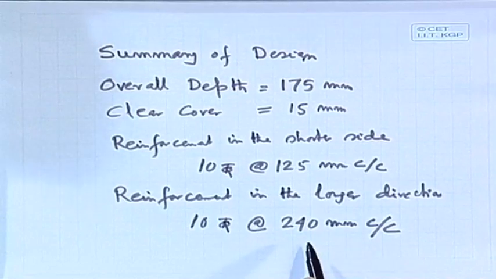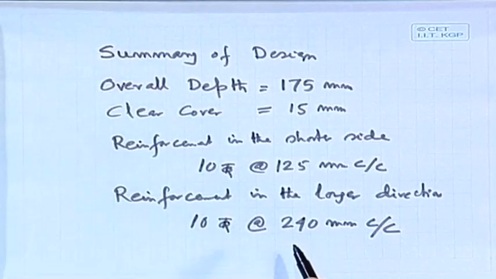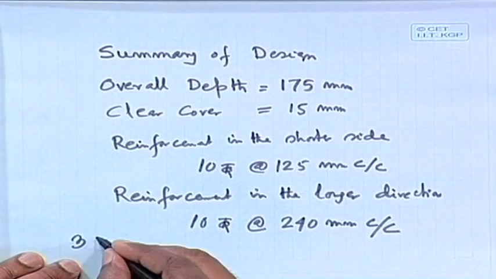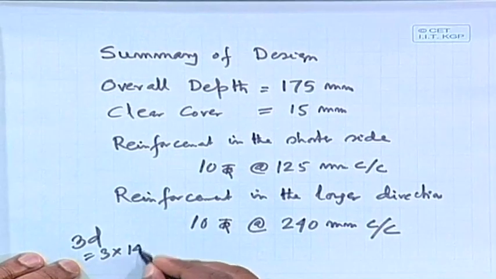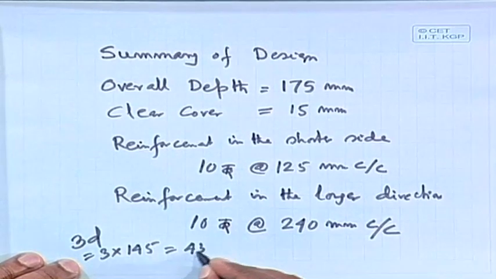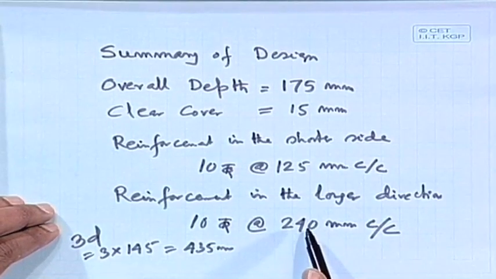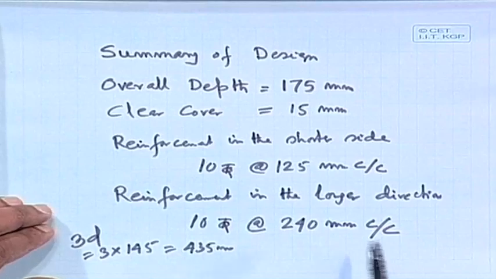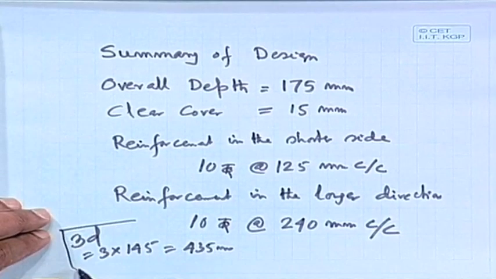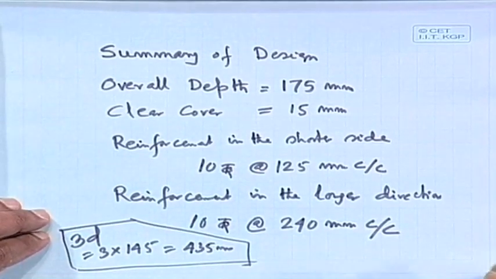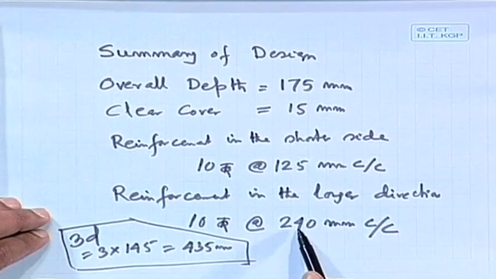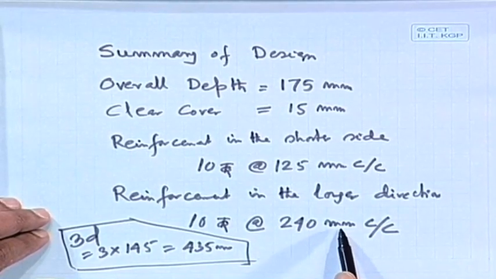Let us find out the 3D. 3 times D, 240, that is your 3D. 3D means how much we shall get? 3 times 145, which comes as 435 millimeter or 300 millimeter, whichever is smaller. So, it is within the limit of that spacing. That also you have to check. I am telling you that 240 millimeter is the spacing we are providing.